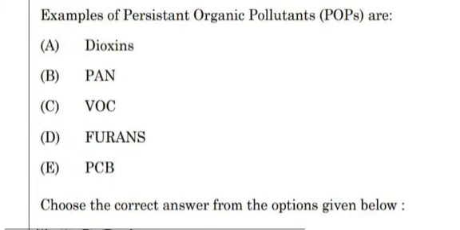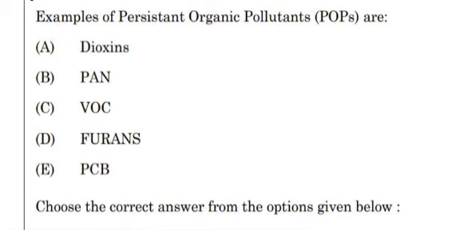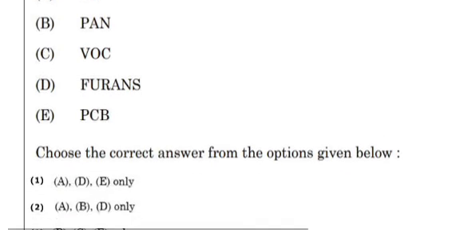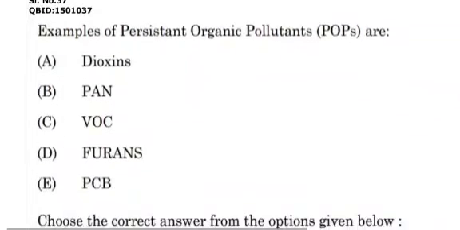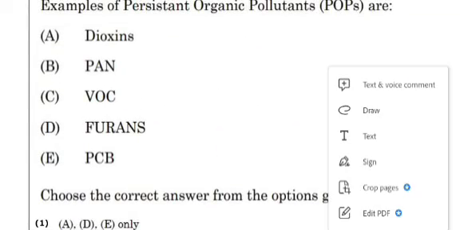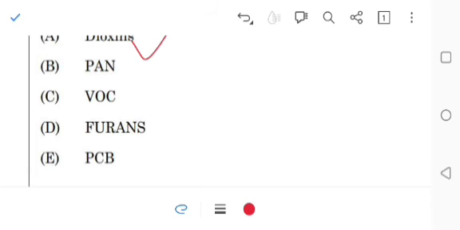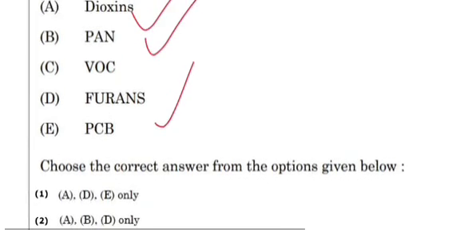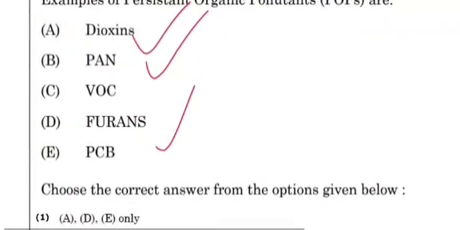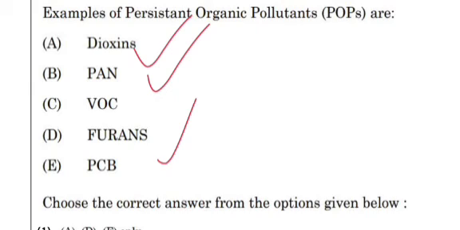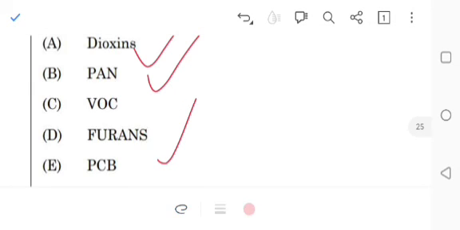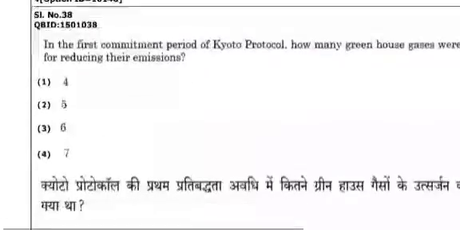37. Examples of persistent organic pollutants, POPs, are what? Dioxins, maybe not the way I have pronounced, but this is the way I pronounce, sorry for that. PAN, VOC, furans, PCB. So these are the options. So for 37 the correct option will be A, then D, then E. A was dioxins, then PAN, then E. Let me go again. 37: A, D, and E. A, D, not B, sorry, not B. It was D, furans.